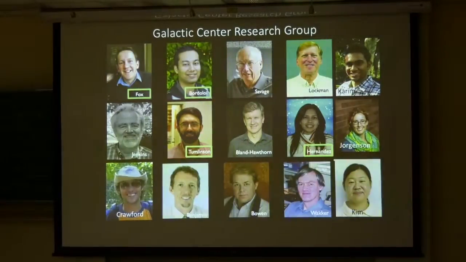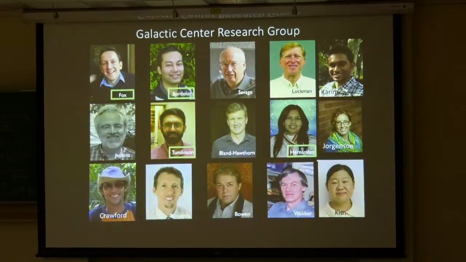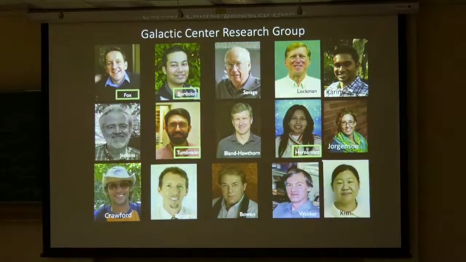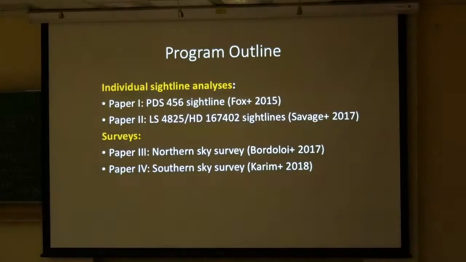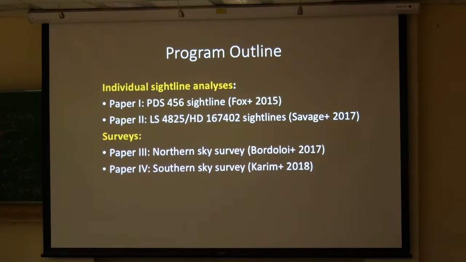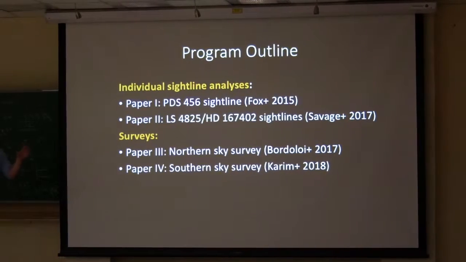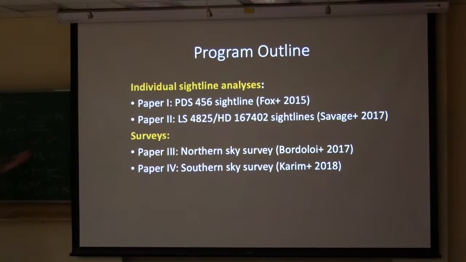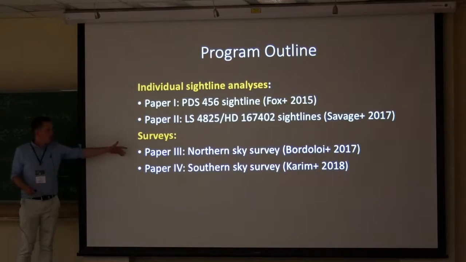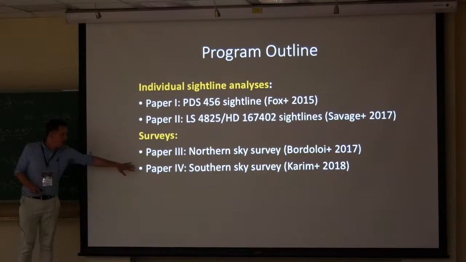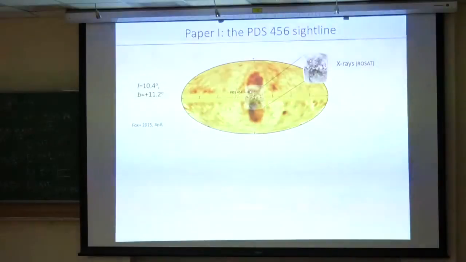Now, I've been working for several years with a big group of people, including Rongmon here, Blair Savage, Jay Lockman, and Tanvir Karim, a student working with me on this, and many others, focusing on understanding from the UV perspective what's going on. We've got four papers out so far. I'm going to discuss two papers that look at individual sight lines where we can really drill down into the details of the absorption lines. And then we have two surveys as well. Rongmon on Monday discussed the Northern Survey very nicely, so I don't need to go into that much. We have also put out a Southern Sky Survey recently too that I'll get to at the end.